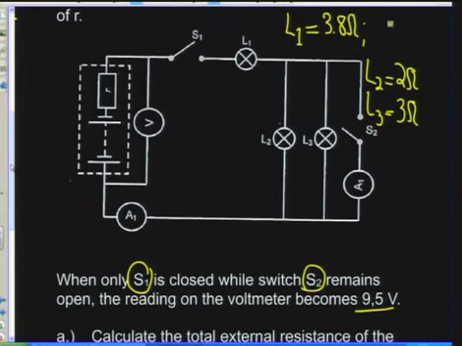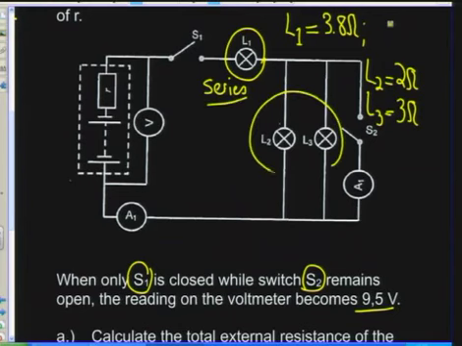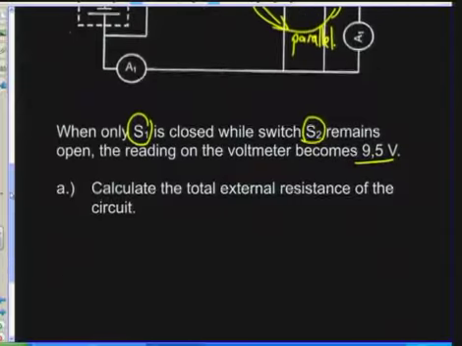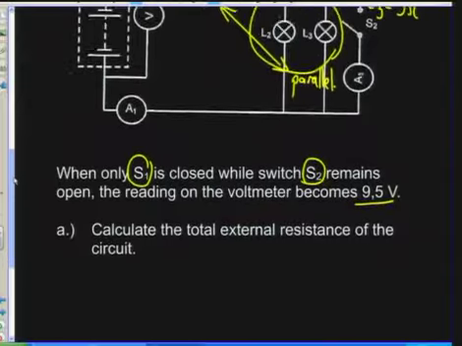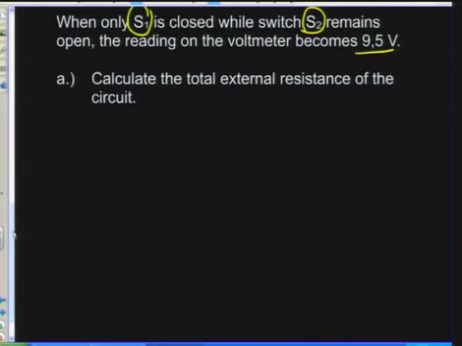Now you would see that L1 is in series to the circuit, so that is a series connection. Now L2 and L3 are the parallel connection. So for us to get the total resistance, we need to match the two. How do we do that? Let me just show you now. Okay, now let's start with the parallel connection.